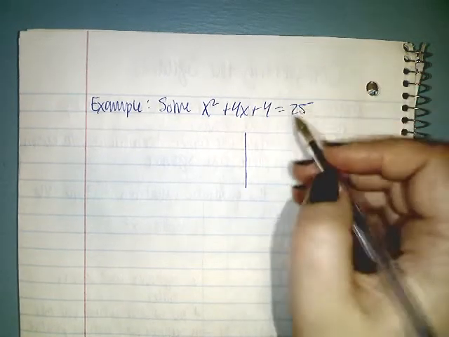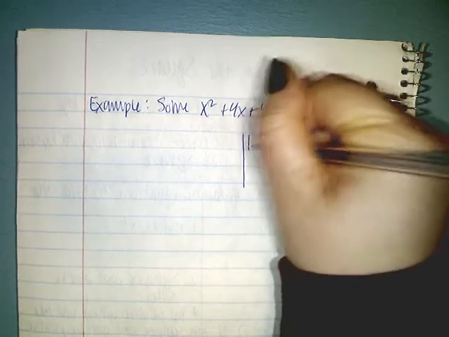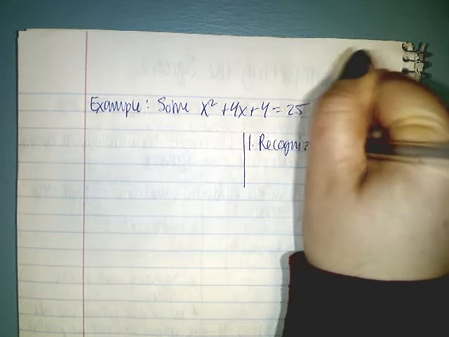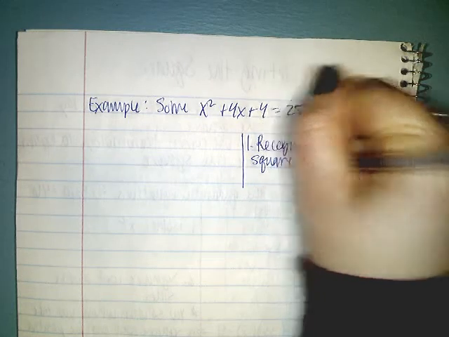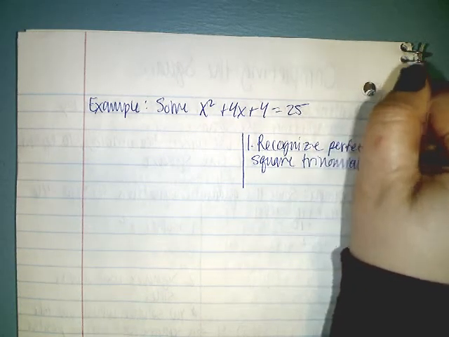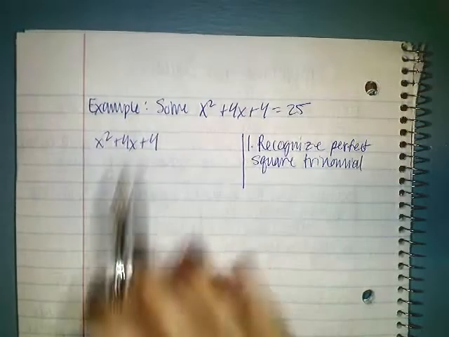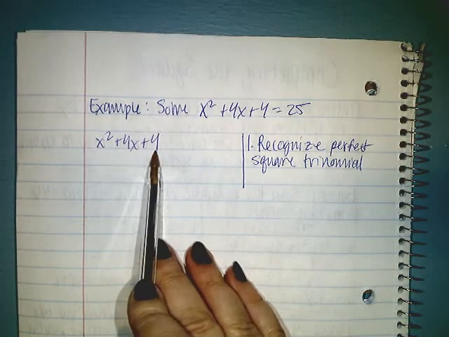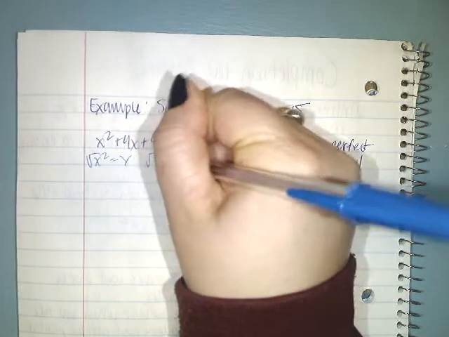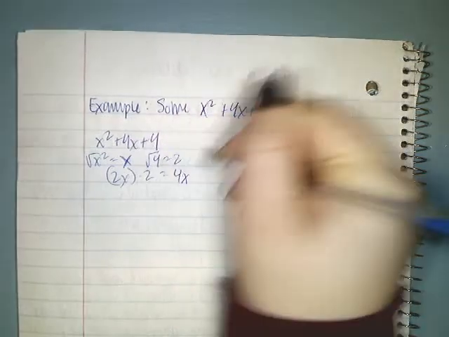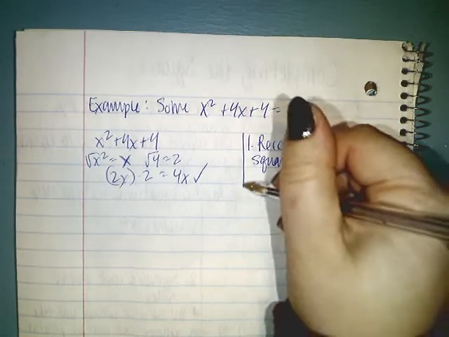So I'm going to say, even though it's not equal to 0, recognize the perfect square trinomial. So that's x squared plus 4x plus 4. You know that's a perfect square trinomial because if you take the square root of the first, square root of the second, so square root of x squared is x, square root of 4 is 2, 2x times 2 is 4x. That matches our middle term, so I recognize that it's a perfect square trinomial.